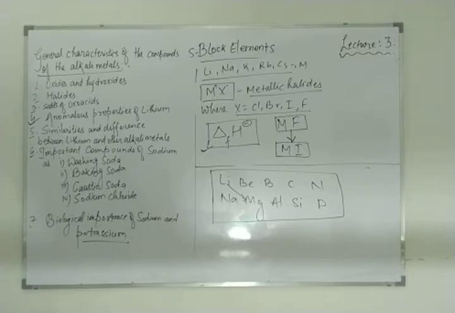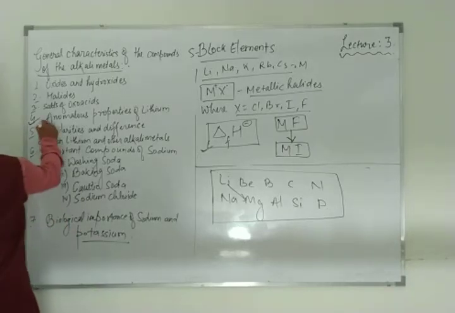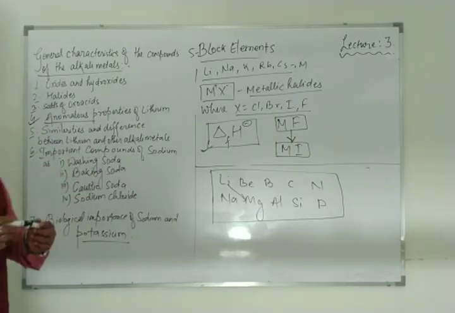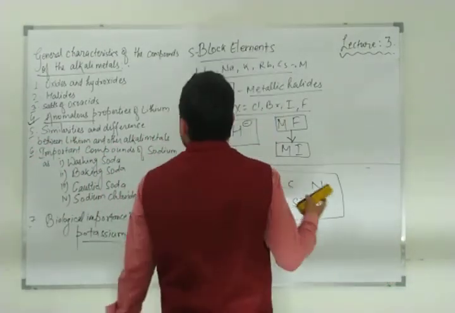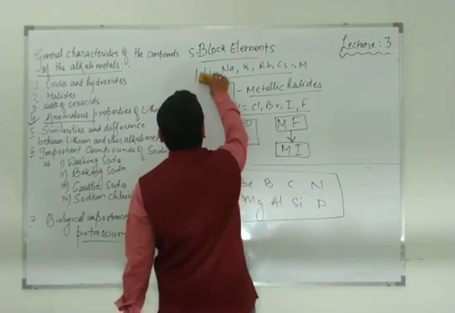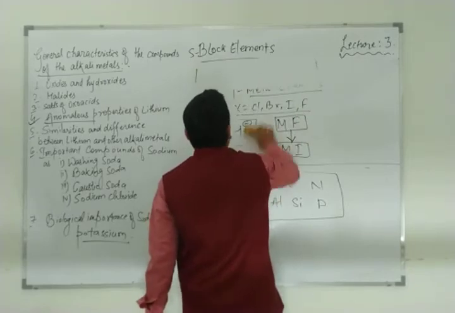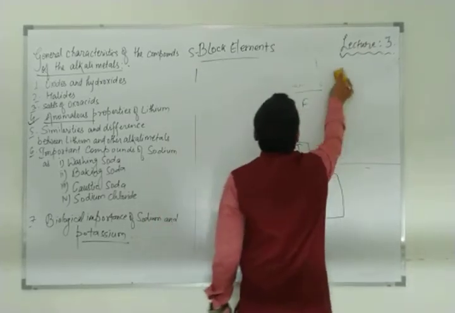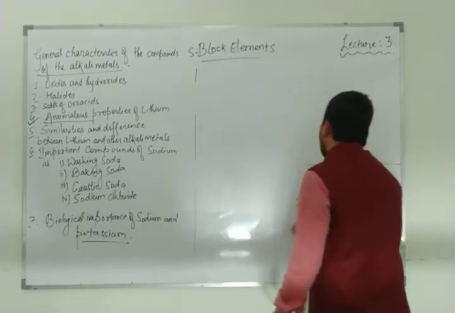So these are the main properties, that's called anomalous properties of lithium. Now very important things we are going to discuss about, that is similarities and differences between lithium and other alkali metals. Why are we separating lithium again? Because we have to compare lithium as one alkali metal and the others as one.